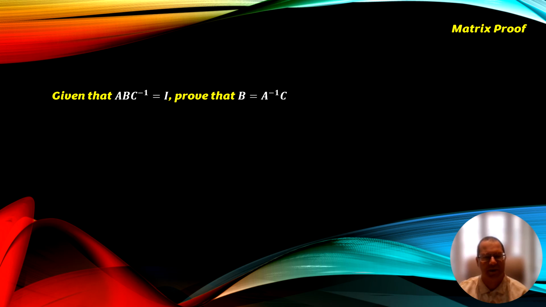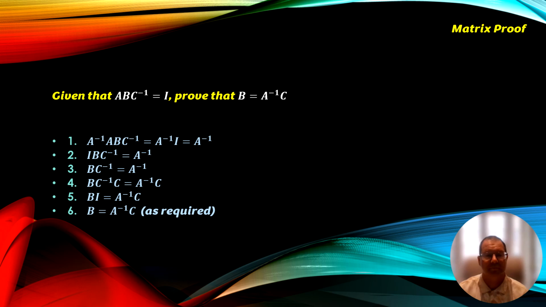Here's another proof to work out. Given that ABC minus 1 is equal to I, prove that B is equal to the inverse of A times C. Please pause the video and have a go. And here's my solution. Pre-multiplying by A minus 1, we get that BC minus 1 is equal to A minus 1. And then by post-multiplying by C, we get that B equals A minus 1 C as required.